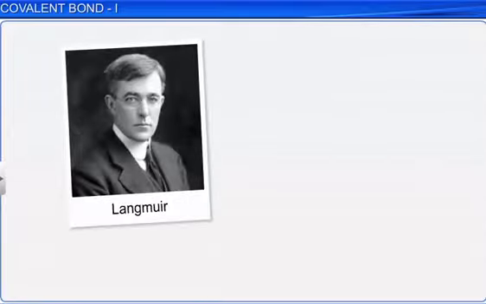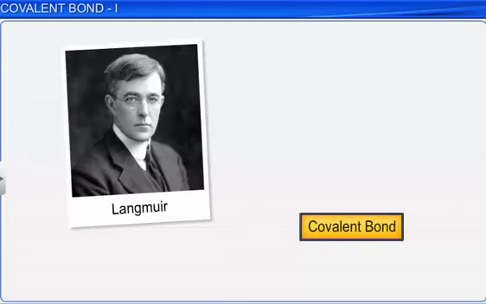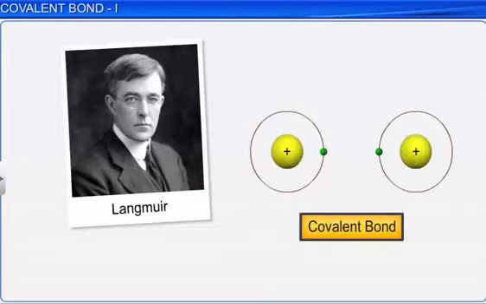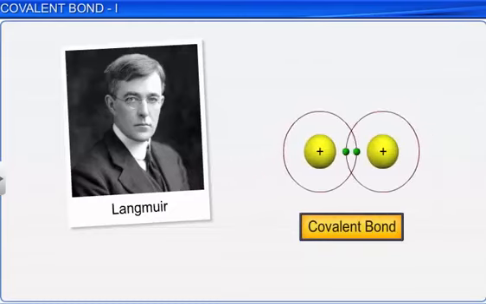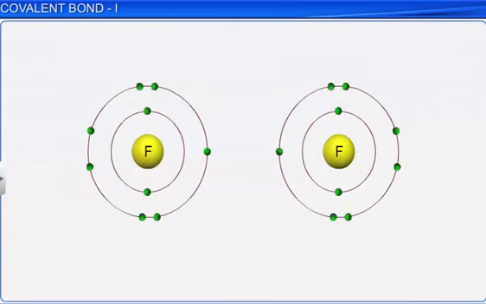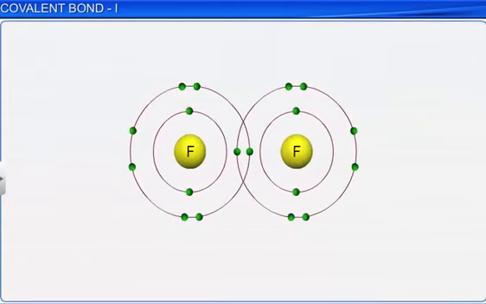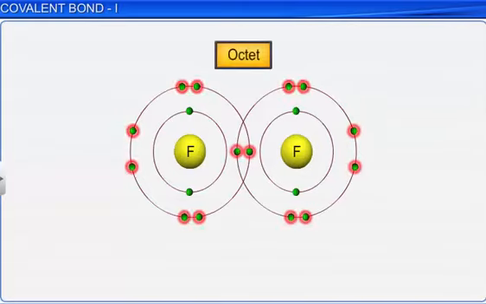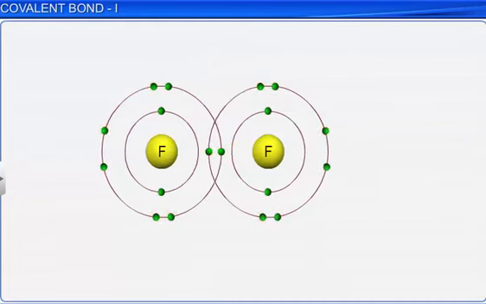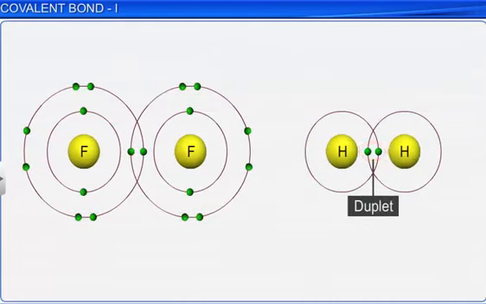Langmuir refined the Lewis postulates and introduced the term covalent bond. The bond formed by the mutual sharing of electrons between the combining atoms of the same or of different elements is called a covalent bond. During covalent bond formation, each atom tries to attain octet, that is, 8 electrons in its valence shell, or duplet, 2 electrons in the first shell.